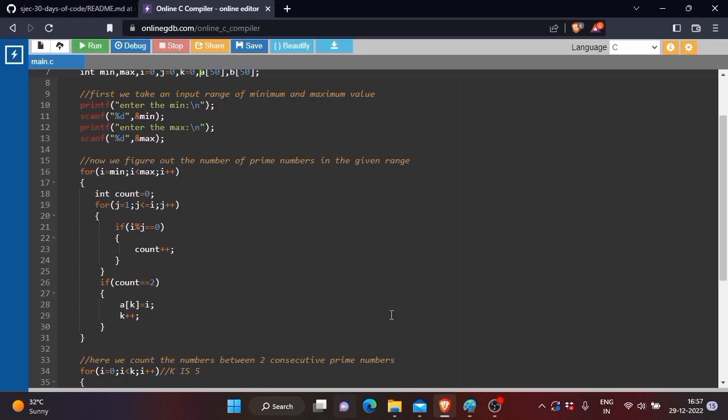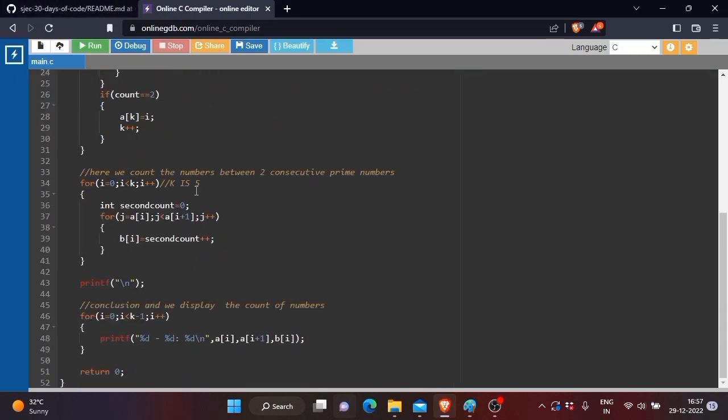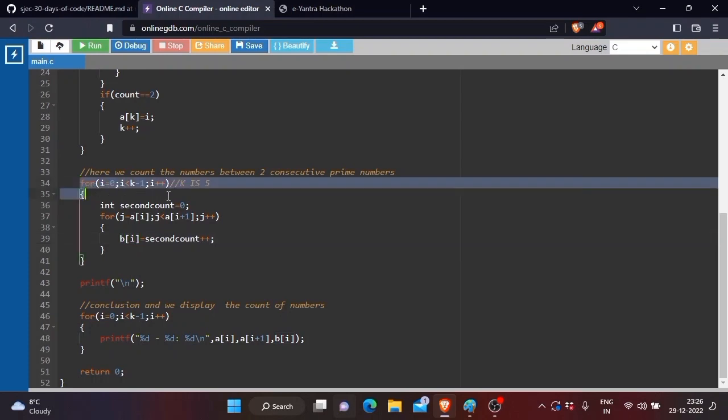After this, we have to find the non-prime numbers between two consecutive prime numbers. We use a for loop again, from i equal to 0 to i less than k, where k is 5. We also have a second count, because we need the count of non-prime numbers between two consecutive prime numbers. So we introduce a second array, B in this case, which is going to store the count of numbers between two consecutive prime numbers. So we use a nested for loop.